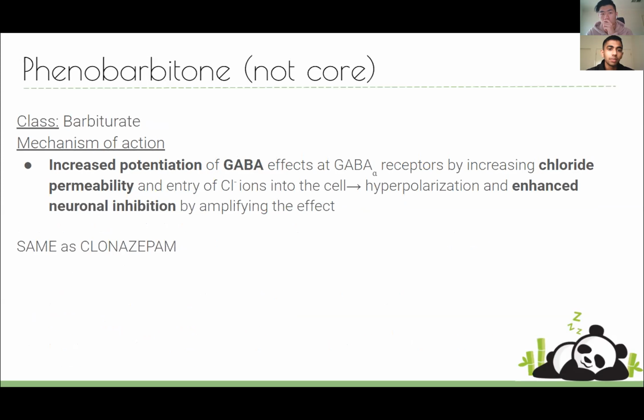Yeah, and then we've got phenobarbital, same as clonazepam. It's going to do the exact same thing. It's a barbiturate though, and it's going to have the same side effects. So you don't really need to focus on that because it's also not core.